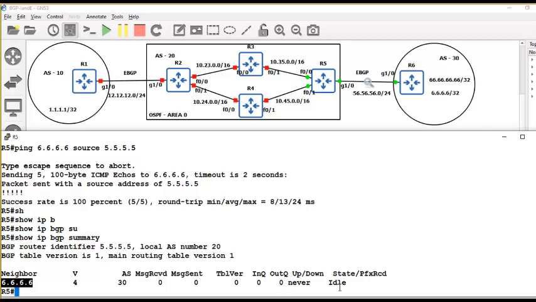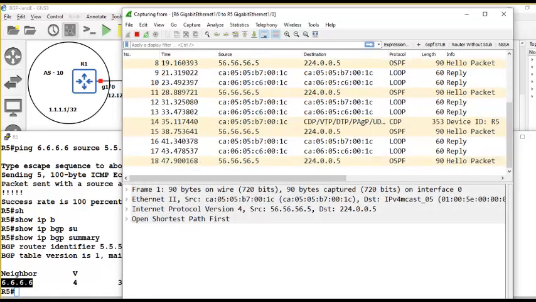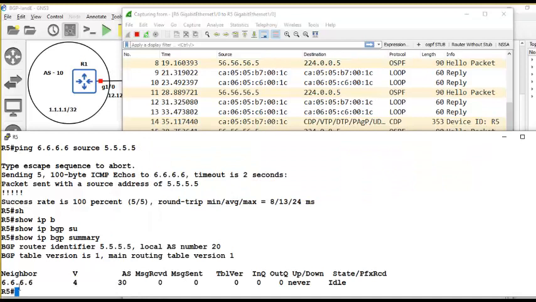See, update source, whether you put it or not, the BGP should go and check with router 6. And router 6 will say, sorry, your source address is not matching, I can't form neighbor with you. Something should happen like that. You see, nothing is happening like that. Update source is not the problem here. The problem is the 6 network.